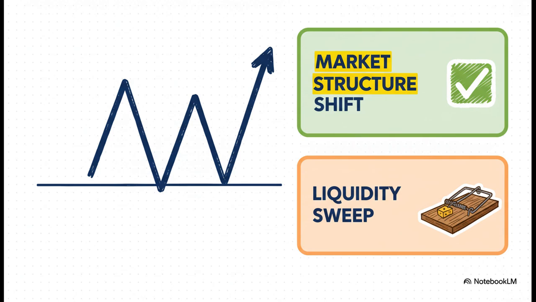So that feeling of getting trapped, it almost always comes down to one thing, one crucial distinction. The problem is, on the surface, a real market structure shift, that genuine reversal, and a sneaky liquidity sweep, the fake out, they can look almost identical. But here's the deal. Learning to spot those tiny, subtle differences, that's the key. That's how you start to dodge those painful losses and actually find those really great, high-probability trades.